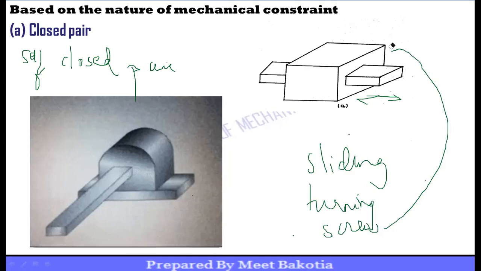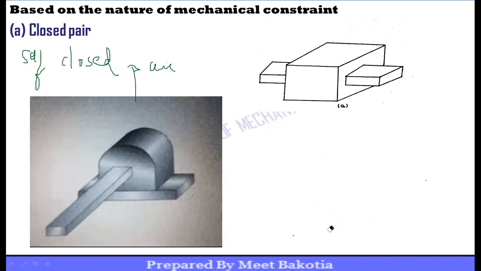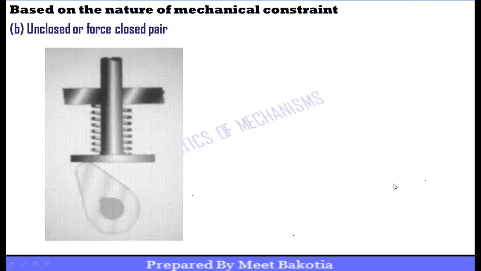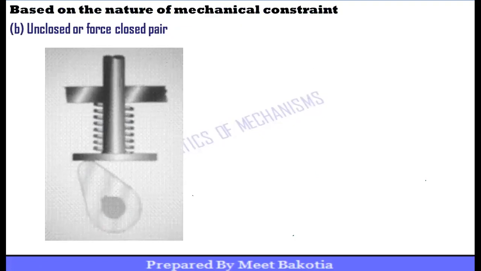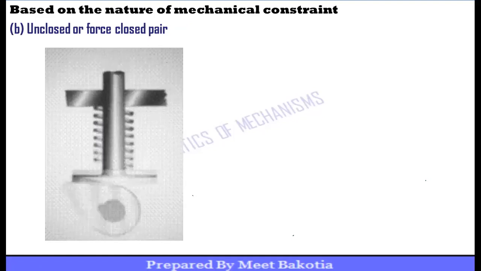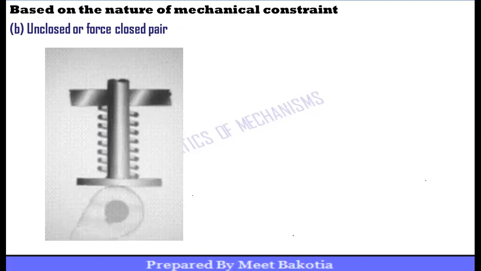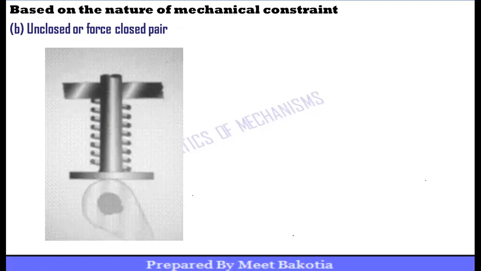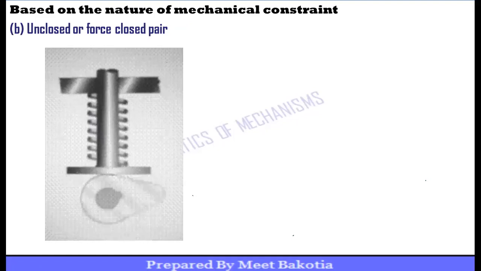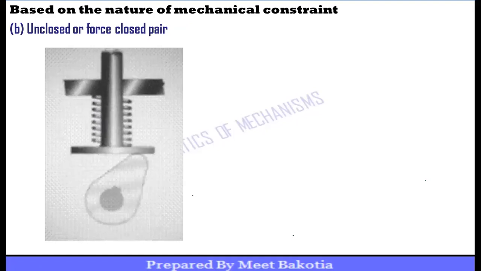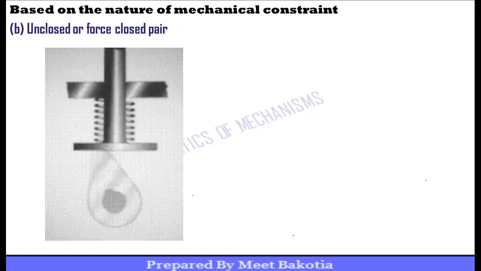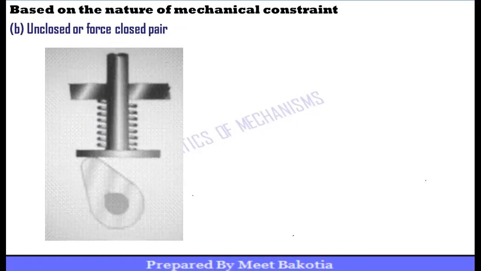Moving on to the last of the classification is unclosed or forced closed pair. You can see the cam and follower mechanism. When the two links are not held together mechanically, right? Here you can see the cam is rotating. Sometimes what happens? Sometimes the follower will be stuck at a certain position. It will not come down on its own. Then I am forcing it to come down with the help of the springs. You can see the spring, right?